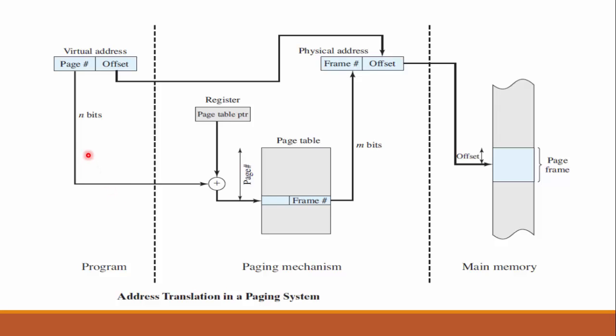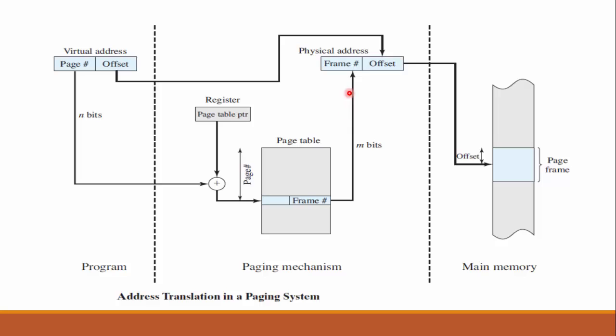We'll see that. This is the virtual address, and it contains our page number and offset. We discussed last time that the virtual address consists of n and m. The n is the page bits and the m is the offset. With the first n bits we get the page number. By adding this page number to the location of our page table, which is pointed to by a register, we get the location of the frame number.